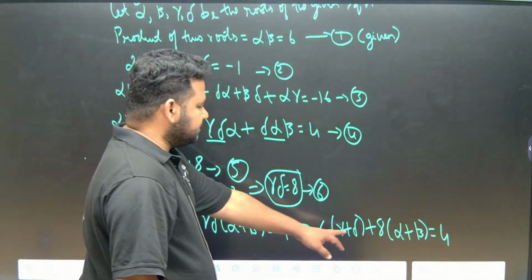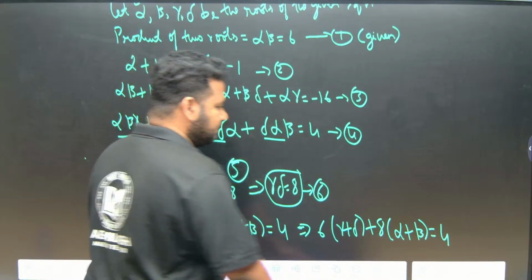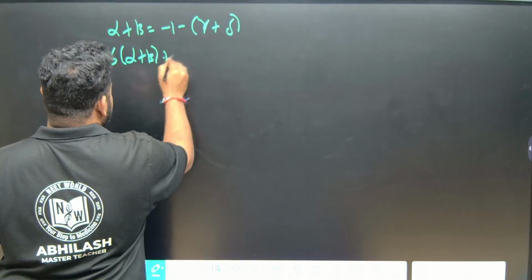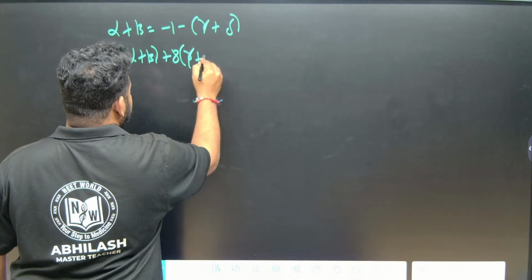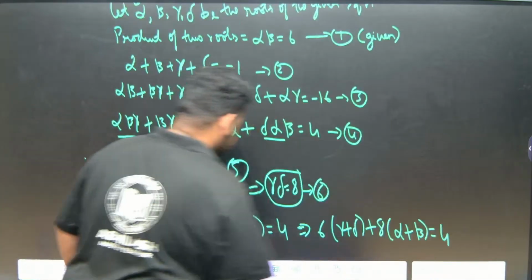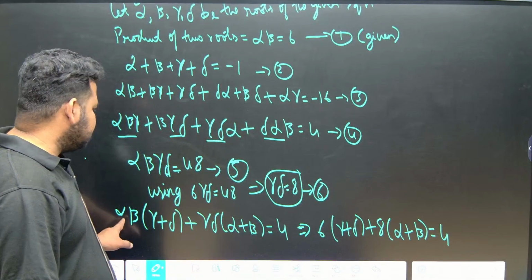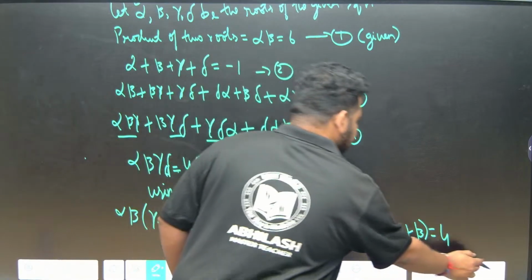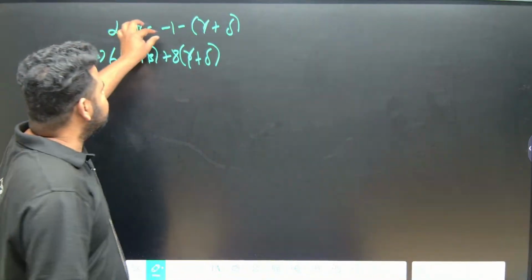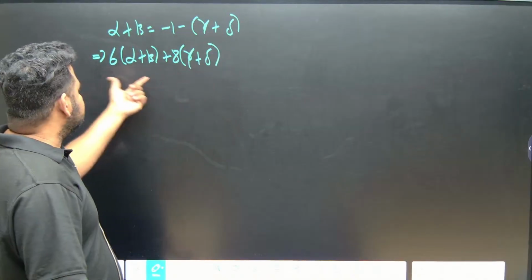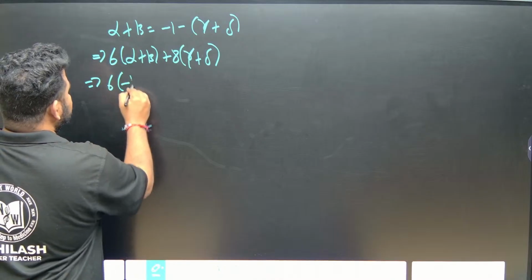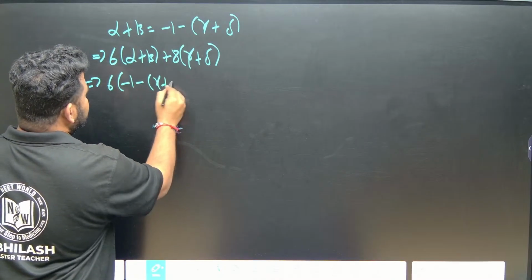Instead of alpha plus beta I can write it as minus 1 minus gamma plus delta. So let me copy this down. First, what I am having is 6 times alpha plus beta plus 8 times gamma plus delta, correct? So here, 6 times alpha plus beta, and 8 times gamma plus delta. For alpha plus beta we got the value as minus 1 minus gamma plus delta. So instead of alpha plus beta I can write 6 times minus 1 minus gamma plus delta.